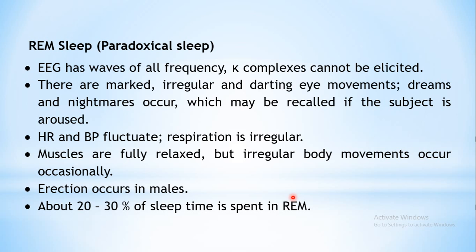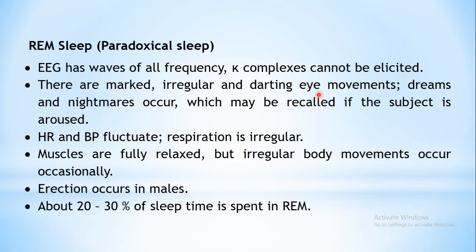Now coming to the REM sleep. After stage 0, 1, 2, 3, 4, the person goes into REM sleep. This REM sleep is also known as paradoxical sleep. Here the EEG has waves of all the frequencies. All the waves are seen in the EEG, but kappa complexes cannot be elicited. No kappa complexes will be seen in the EEG of that particular person.